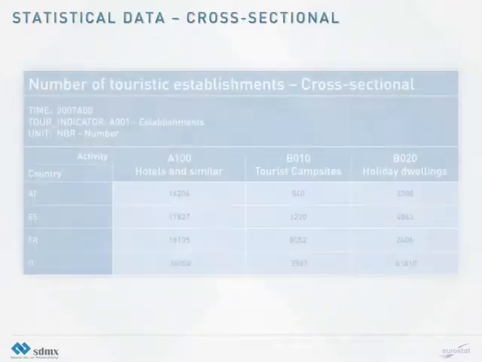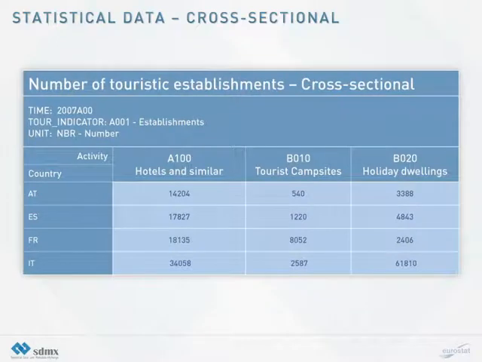This table shows statistical data of the tourism sector in a cross-sectional data organization. The time is fixed to the year 2007 for annual data. The section in the first column contains the cross-sectional measures, AT for Austria to IT for Italy.